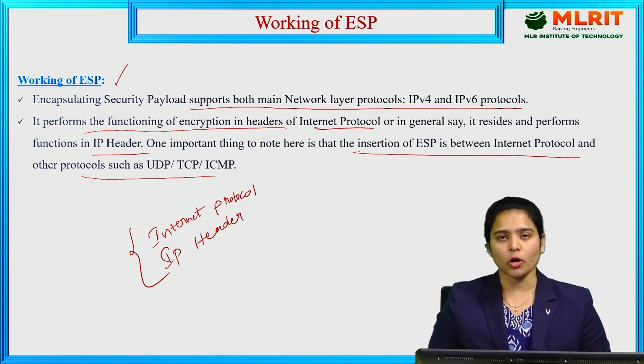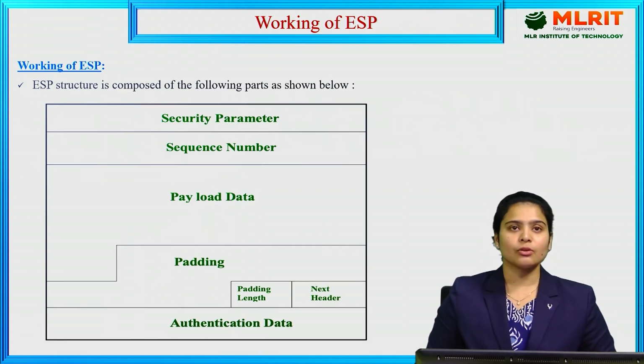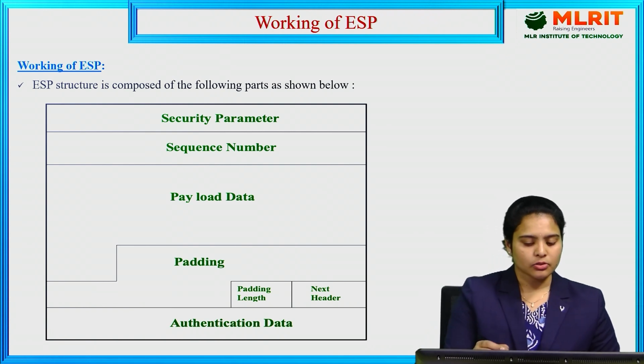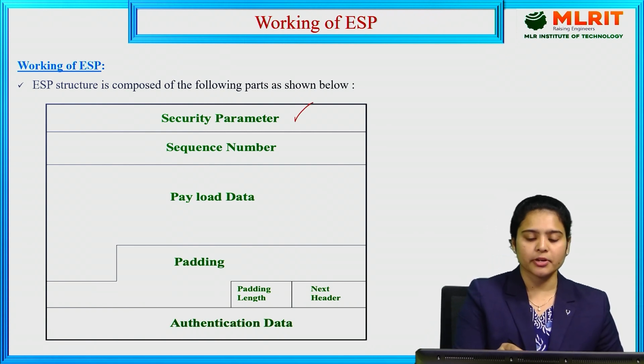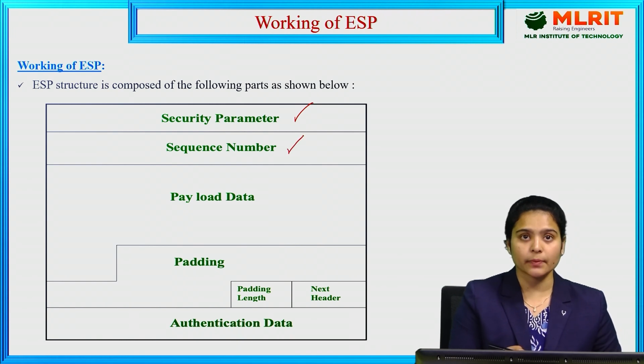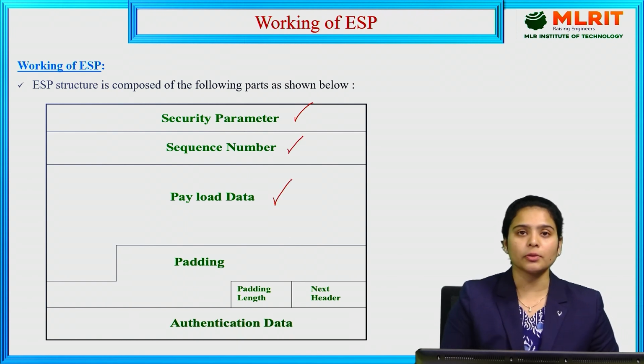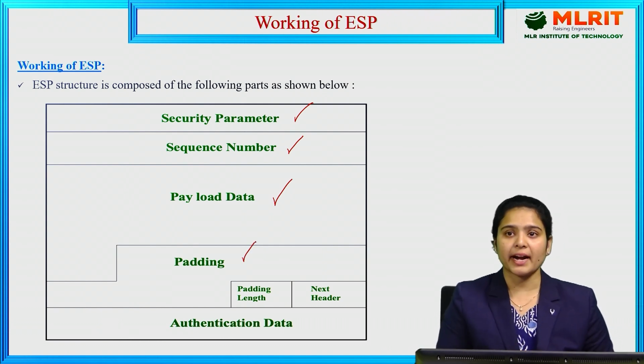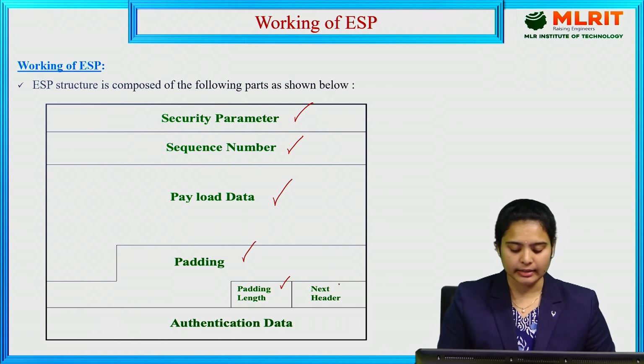The insertion of ESP should be done between the Internet Protocol and other protocols like UDP, TCP, and ICMP, based on the working process. Let us see how it works. An ESP consists of security parameters, sequence numbers, the payload data, and the padding. The padding consists of the padding length and the next header.